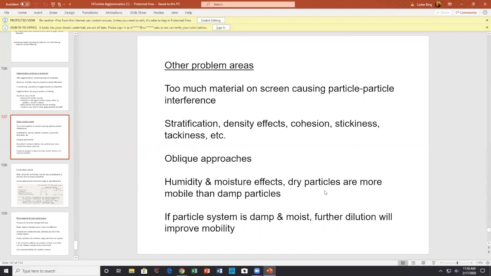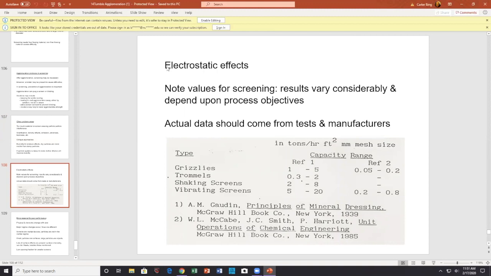So you're screening away in a very dry climate and suddenly with a stream, you have static buildup. In particle systems, damp and moist, further dilutions will improve mobility. Note the electrostatic effects. This is an interesting area in screening operations. For those of you who have experienced static charges, I hope you got your screens grounded. Anyway, it's interesting. Note the values of screening, the results vary considerably. Look, you have grizzlies, capacity in tons per hour per square mesh size. Here, 1 to 5, and it's 0.05 to 2. Reference 1, reference 2. Vibrating screens, anyway, you have significant differences.